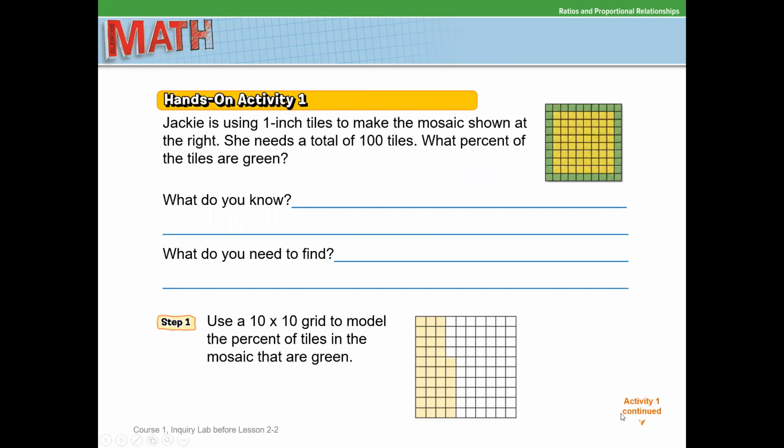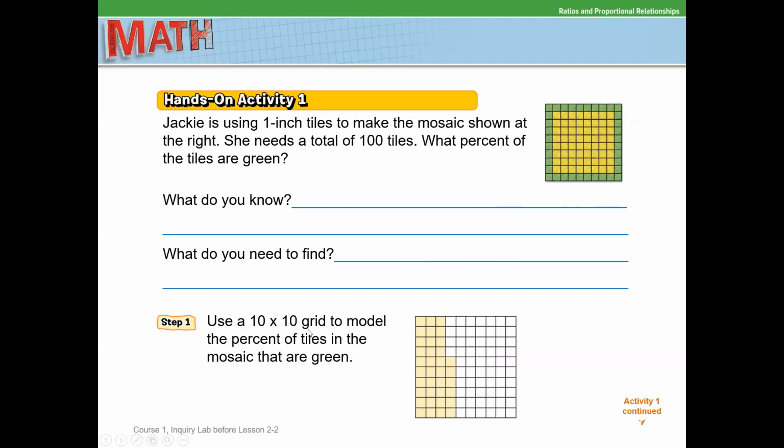Hands-on activity 1. Jackie is using 1-inch tiles to make the mosaic shown at the right. She needs a total of 100 tiles. What percent of the tiles are green? Got green around the border. How many pieces is that?